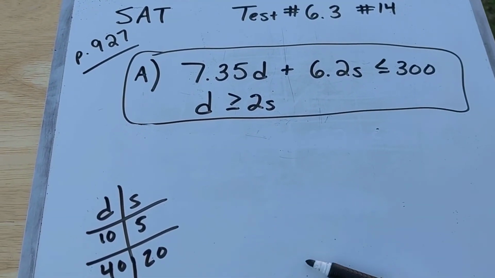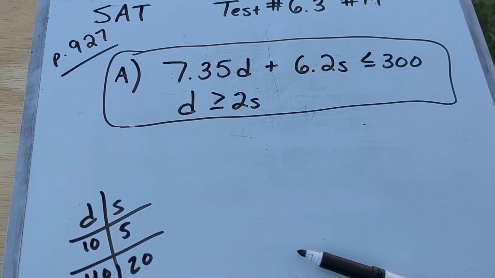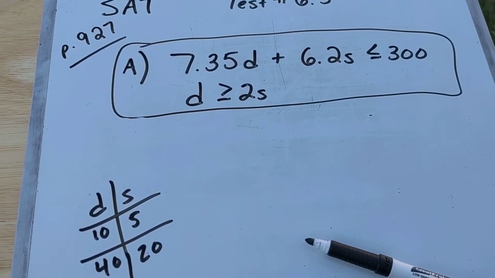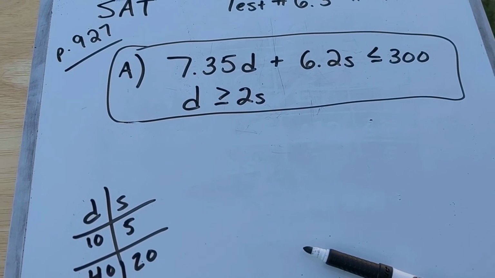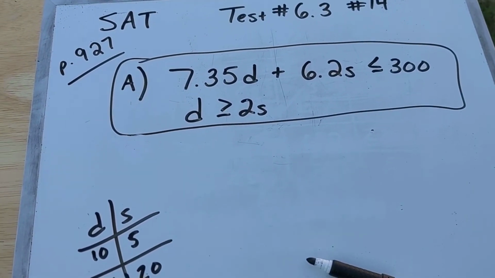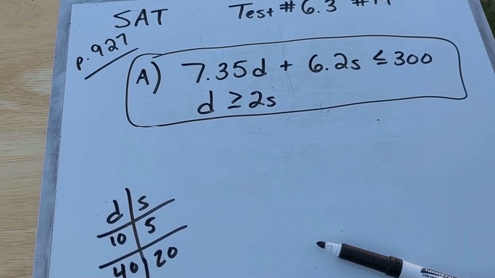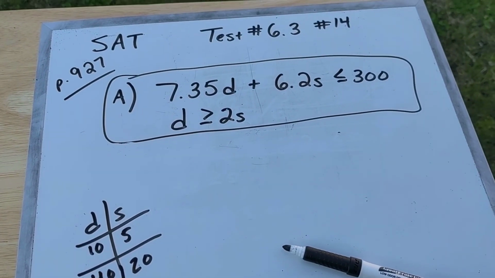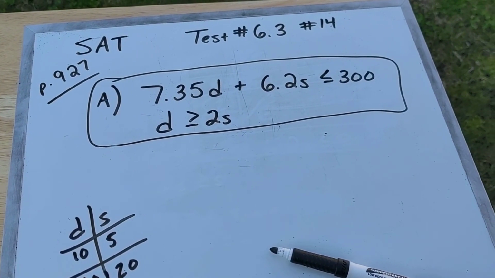Important to reread the problem because they could have tried to trick us and put some kind of word like, the service wants to buy at least twice as many, but that didn't happen. And we would have to look for like a reversal on our inequality sign. So we just want to be careful and always reread and make sure we selected the right answer.